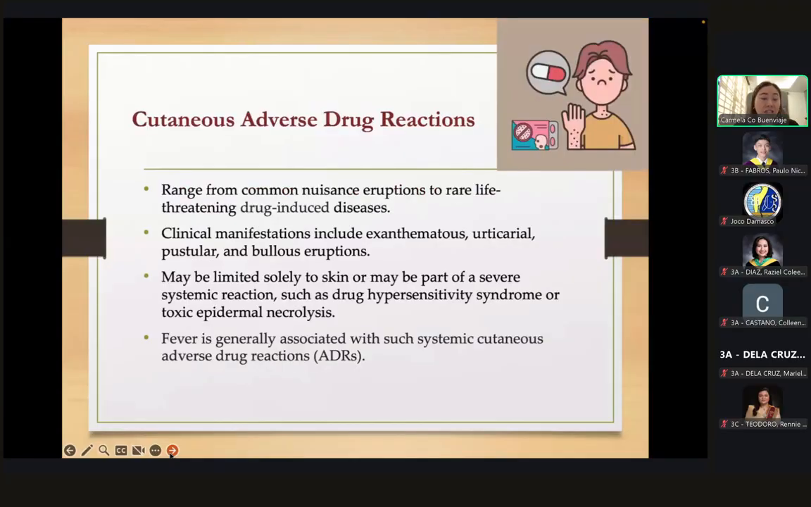So this can range from common nuisance eruptions to rare life-threatening drug-induced diseases. Clinical manifestations include exanthematous, urticarial, pustular, and bullous eruptions. They may be limited solely to the skin or may be part of a severe systemic reaction, such as those in drug hypersensitivity reaction or SJS or toxic epidermal necrolysis. Fever is generally associated with such systemic cutaneous adverse reactions.